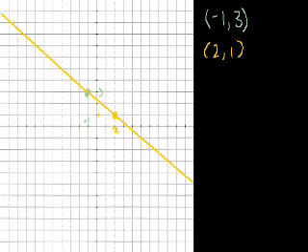Whoops, microphone dropped. As you can tell, this is not a completely professional operation. The microphone's dropping. Okay, so let's look at that line.